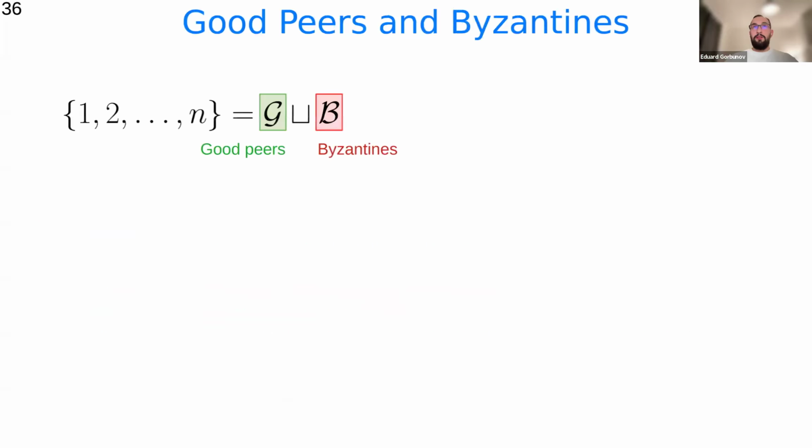Next, it's important to say a few words about the number of Byzantines, because of course, if you have a majority of Byzantine workers, then in this generality we cannot do much. If Byzantines form a majority, we cannot distinguish between good and malicious peers. So we will assume that our set of workers is split into two groups, good or honest workers and Byzantines, and that the number of Byzantine workers is smaller than half of the total number of workers, which is a reasonable assumption.